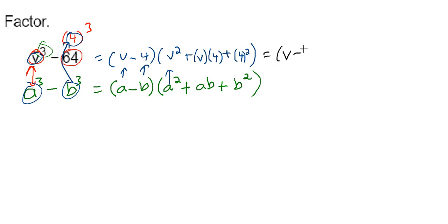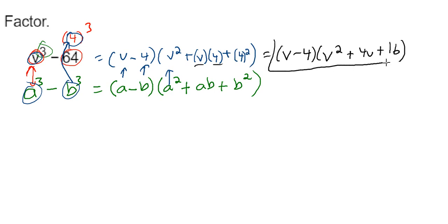So we're going to have v minus 4 still. We'll still have v squared. V times 4 is just 4v. Usually we put the number in front of the variable part. So when you multiply these together, the number should go first. So it'll be 4v, and then plus 4 squared, which is 16. And so this will be my final answer.